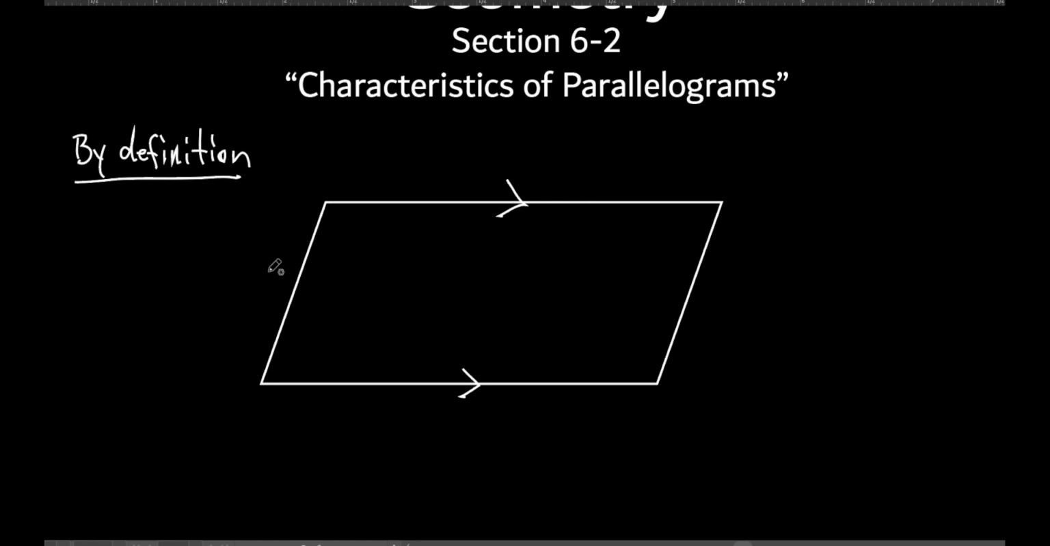By definition, the opposite sides are parallel. I'm just going to write that down. The opposite sides are parallel. And that's how I show parallel when I write a little symbol. Just two little up and down marks, that means parallel. We've talked about that before. So by definition, that's what we know. Everybody good? All right. Let me show you something.